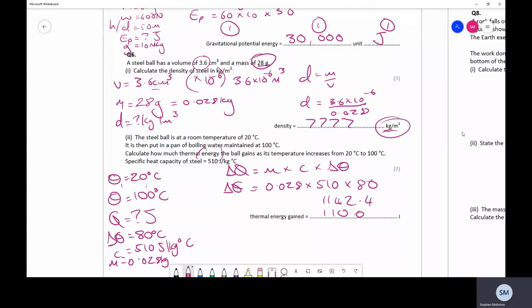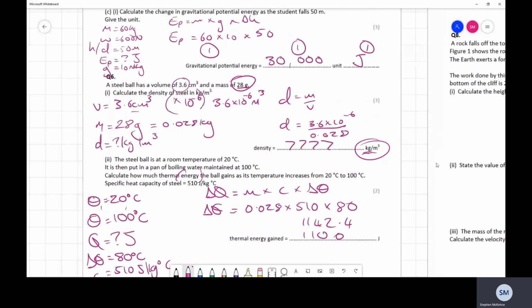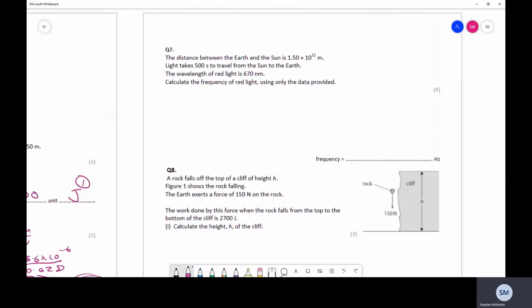The distance between the Earth and the Sun is 1.5 times 10 to the 11 meters. So distance is equal to 1.5 times 10 to the 11 meters. Don't need to do anything with that. Light takes time of 500 seconds to travel from Earth to the Sun, and the wavelength of light is 670 nanometers. I'm going to be changing that in just a second into meters. Calculate the frequency of red light using only data provided. That's a good question.